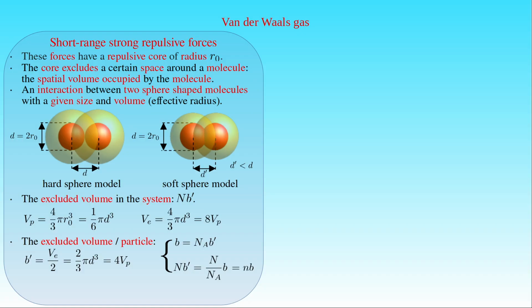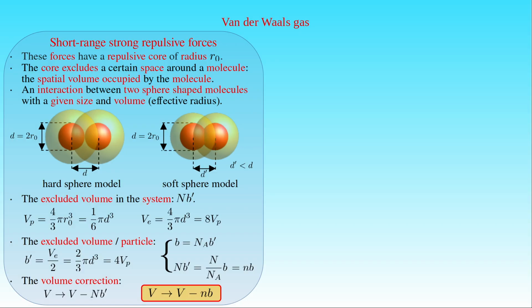Now the available volume for the gas molecules in the container is given by the difference between the volume V of the container and the excluded volume N times b'. As a result, the volume correction for a real gas in a container of volume V is given by the volume V, minus the amount of species n of the gas in the container times the parameter b.